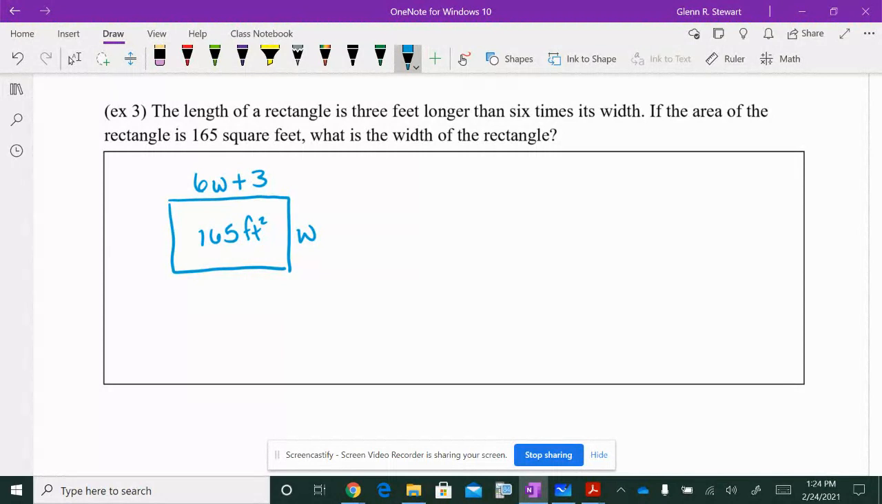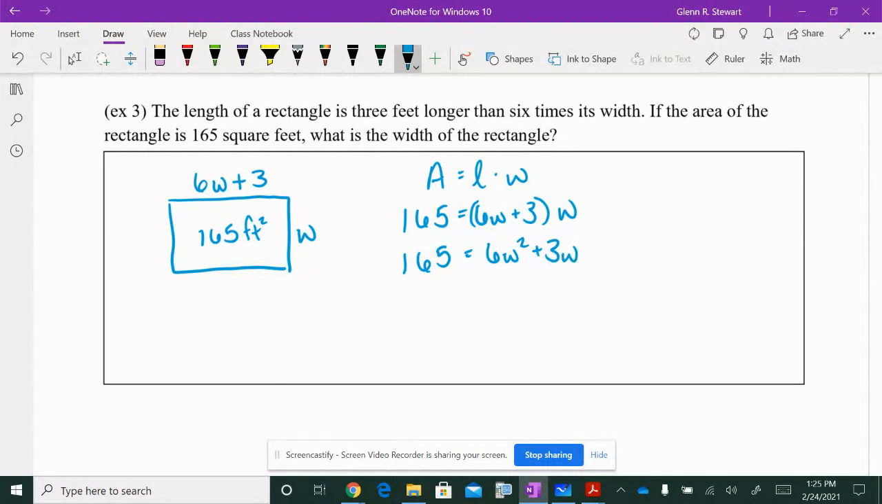All right, well, let's go ahead because we're looking at area in square feet. Area is equal to length times width. So in this case, 165 is equal to 6W plus 3 times W. So 165 is equal to 6W squared plus 3W. Let's move that over to the other side here. So I get 0 is equal to 6W squared plus 3W minus 165.